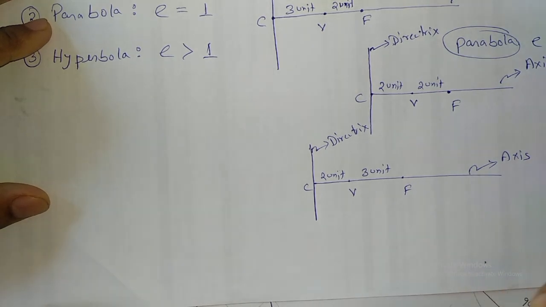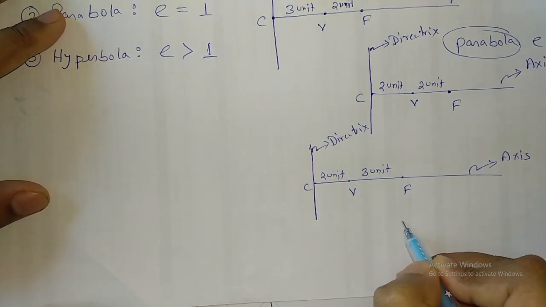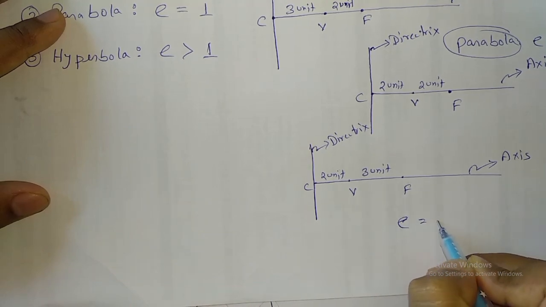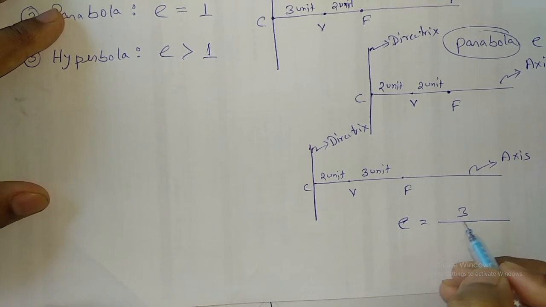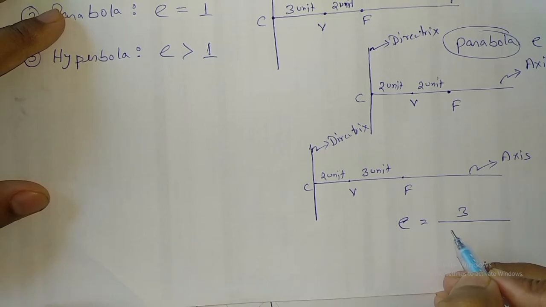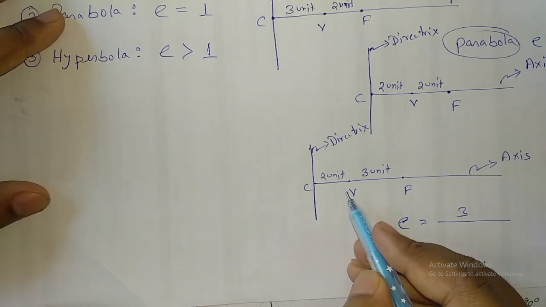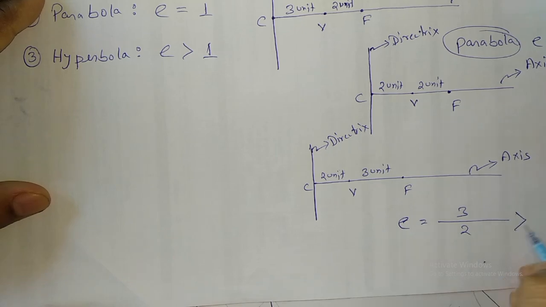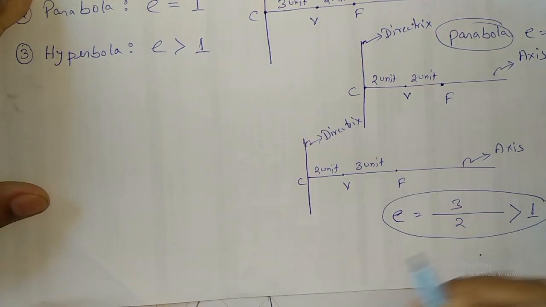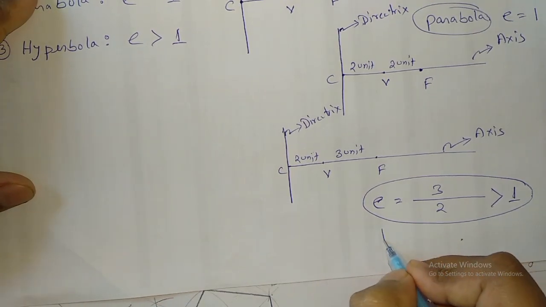So what will be the eccentricity for this? Eccentricity e equals the distance of the point from the focus, which is 3 units, divided by the distance of the point from the directrix, which is 2 units. Here you can see that eccentricity is greater than 1, so this is for a hyperbola.